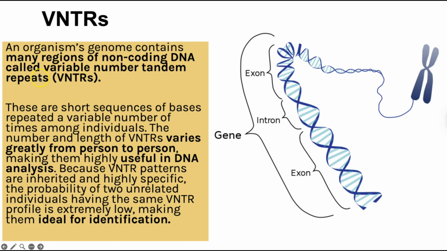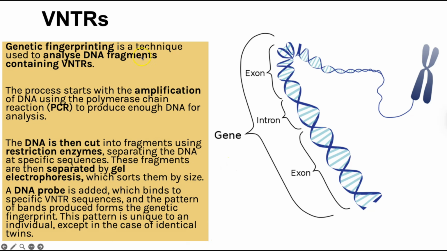VNTRs are variable number tandem repeats, and an organism's genome contains many regions of non-coding DNA, which are VNTRs. So they're short sequences of DNA bases repeated a variable number of times among individuals. And the number and length of the VNTRs is very different from person to person. And that is very useful in DNA analysis because VNTR patterns are inherited and highly specific. So the probability of two unrelated individuals having the same VNTRs is extremely low. So we can use VNTRs to examine relationships in terms of genetic similarities.